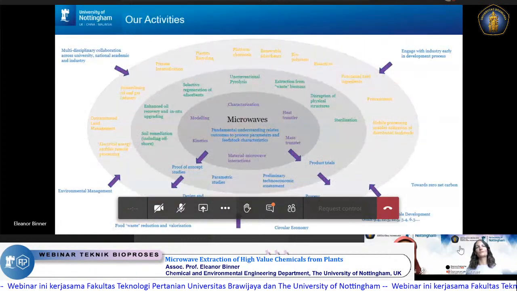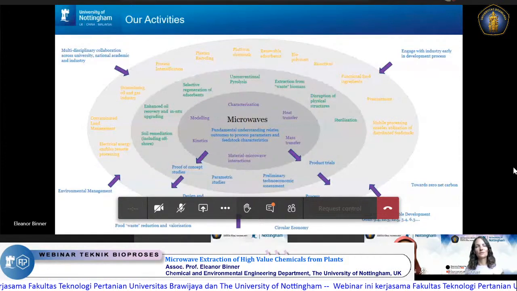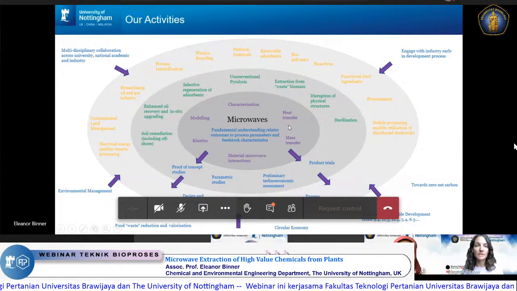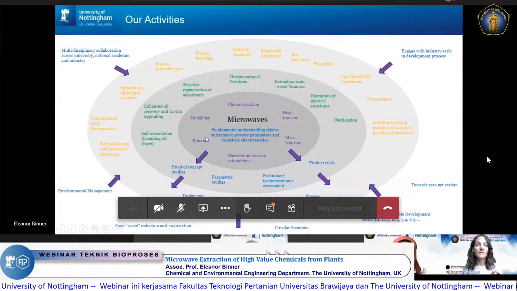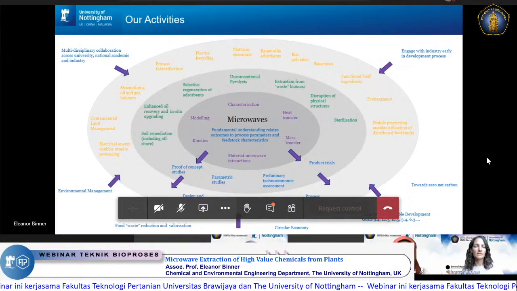Okay, I'm not going to go through all of this. This is just to give you an idea about what we do within our little group of 15 or so people and the approach that we take. So we very much take the approach of fundamental understanding being central to everything we do. So we do a lot of work trying to understand fundamentally how materials interact with microwaves and then how this impacts on the heat transfer within the materials and the mass transfer and the chemical kinetics. We also spend a lot of time characterizing the materials. And then this goes out to all of the applications that we look at.